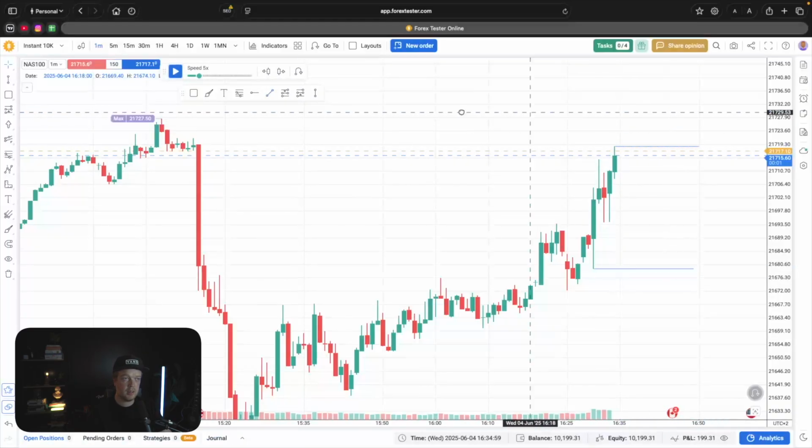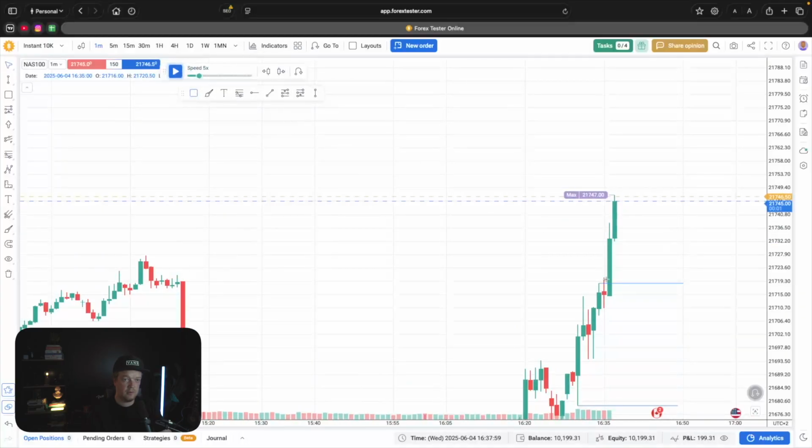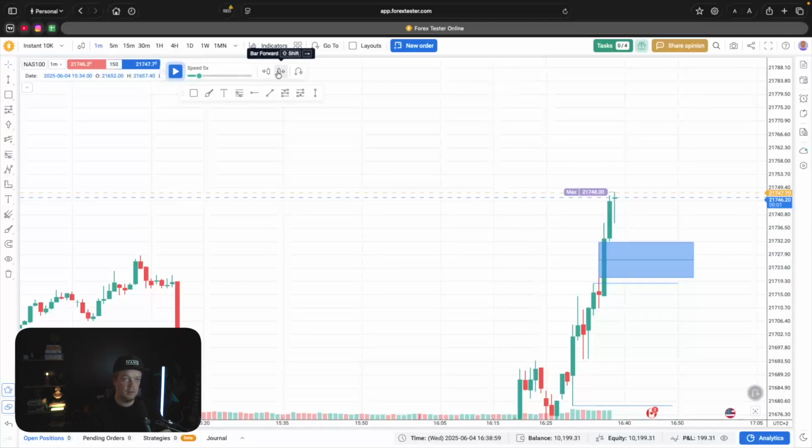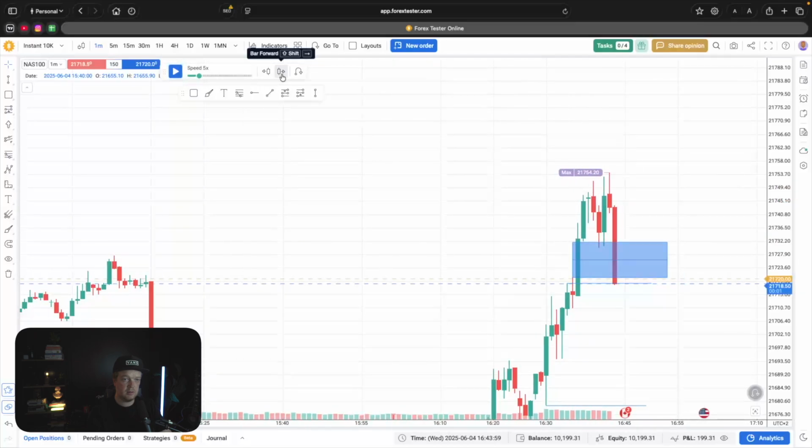Let's mark out the high. There we have a fair value gap straight after the opening. Do we have one there? No. Now we're just waiting. There we go.